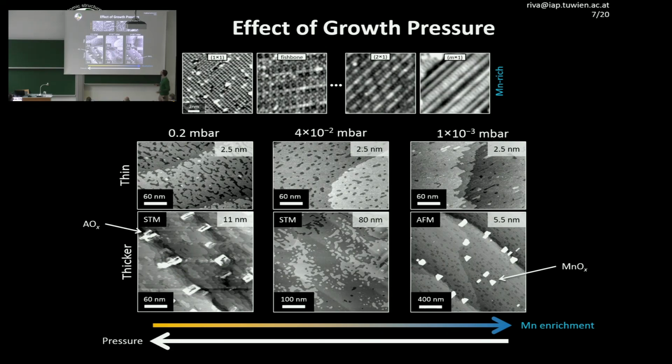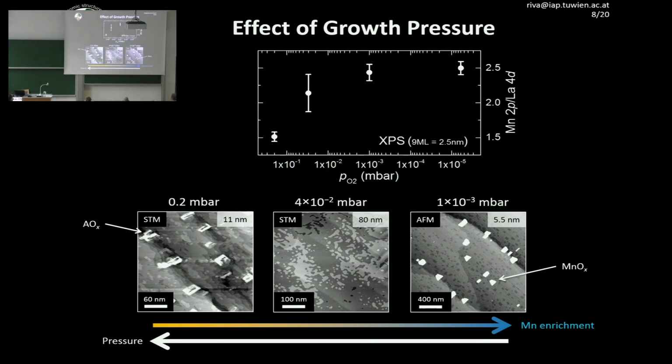So is this true? Well, we can have a look at XPS, and this is actually the case. Here you see manganese intensity over lanthanum intensity, no atomic concentrations at all. But you see up here at the low pressure side, we have quite a lot of manganese. At the high pressure side, quite a lot of lanthanum, so A-site.